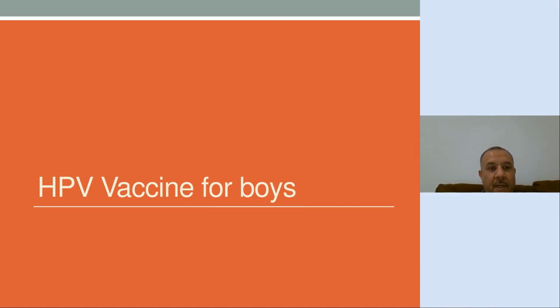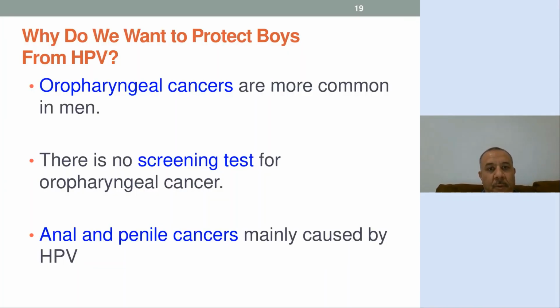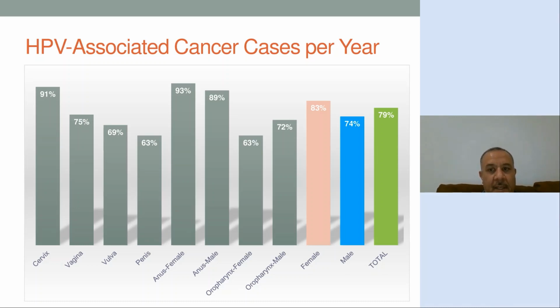So how about using the human papillomavirus vaccine for boys? Human papillomavirus is not the culprit only for cervical cancer and anogenital cancer. It's also the culprit for oropharyngeal cancers. In the previous slides, we discussed that cervical cancer has a screening program, but oropharyngeal cancers do not. In addition, the human papillomavirus also causes anal and penile cancers in males. I think this slide can give you a hint of how much human papillomavirus is causing cancers in humans.